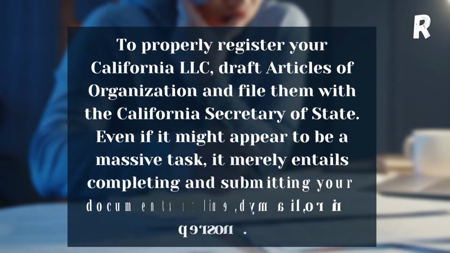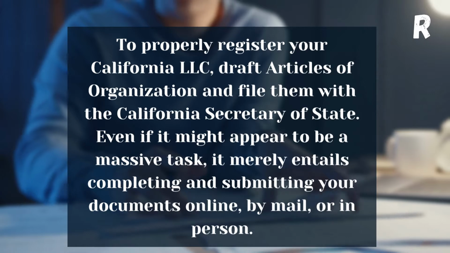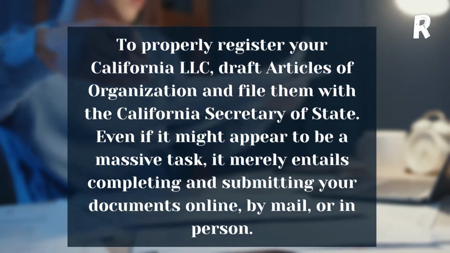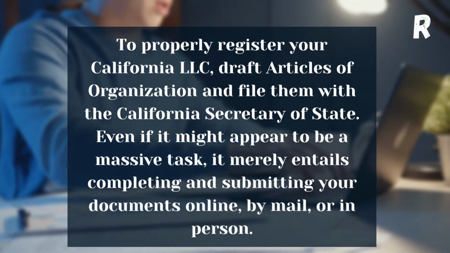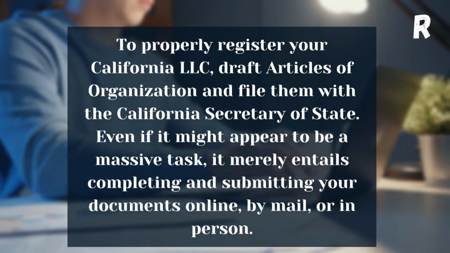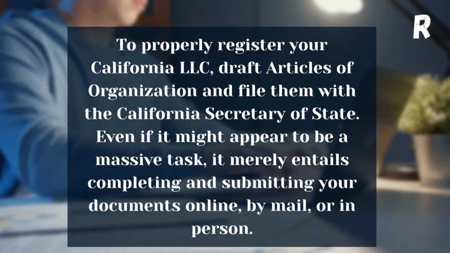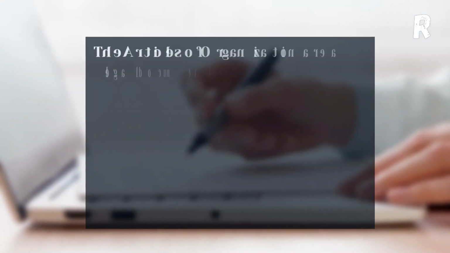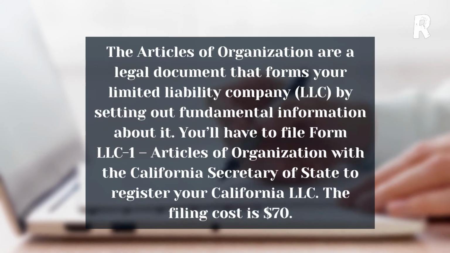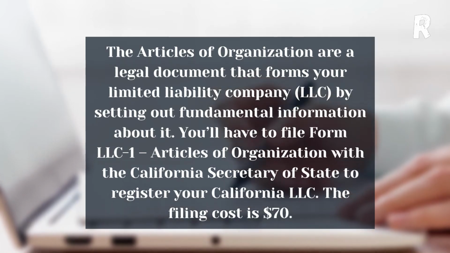To properly register your California LLC, draft Articles of Organization and file them with the California Secretary of State. Even if it might appear to be a massive task, it merely entails completing and submitting your documents online, by mail, or in person. The Articles of Organization are a legal document that forms your limited liability company, LLC, by setting out fundamental information about it.